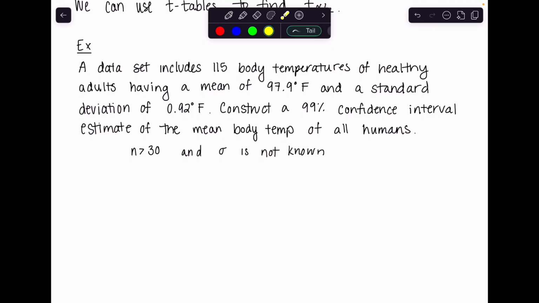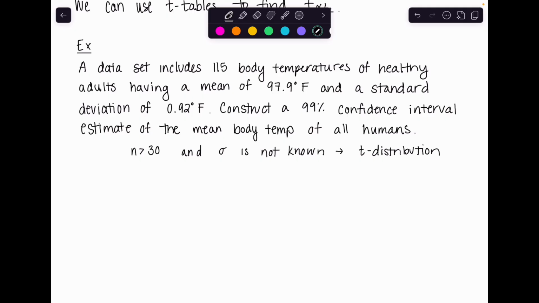Because this tells us 115 temperatures has a mean of this and a standard deviation of this. That is my sample standard deviation. So whatever those 115 temperatures were, they went and calculated the standard deviation is 0.92. So sigma is not known. This means we're going to use our t-distribution instead of z.